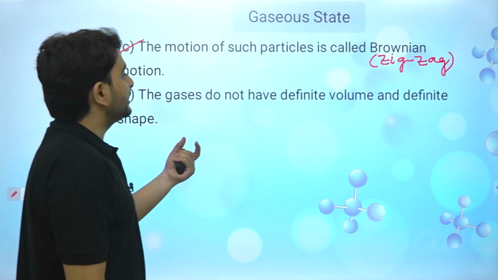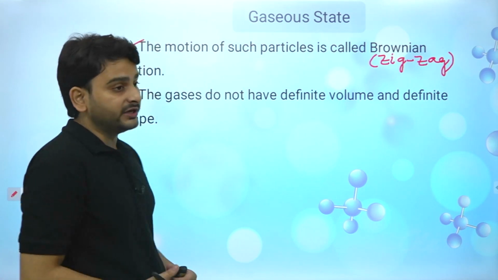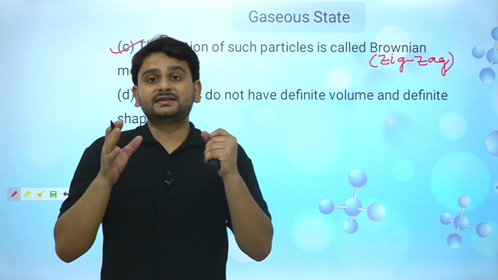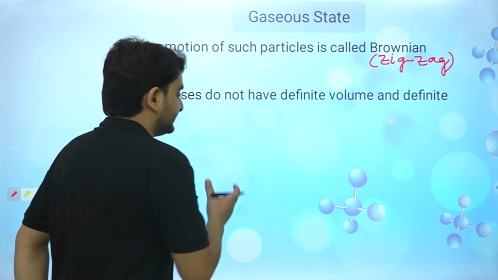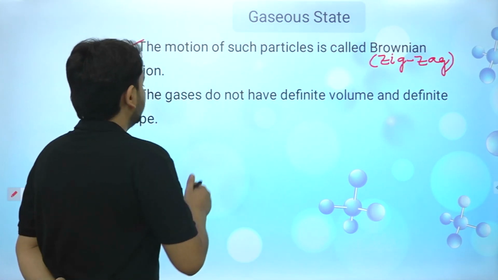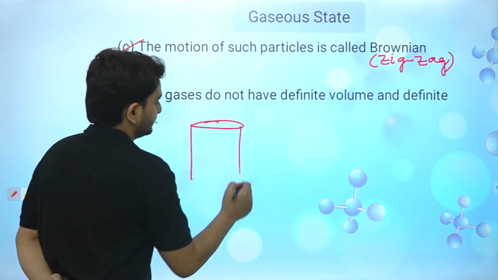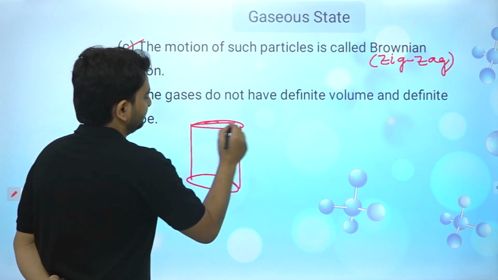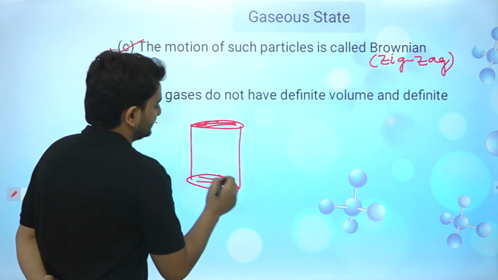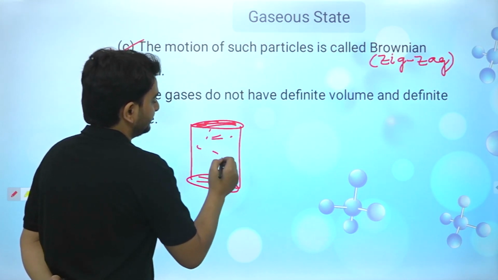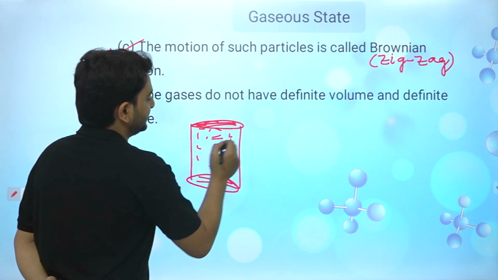The next point, gases do not have definite volume and definite shape. So these gaseous particles, that is atoms or molecules, if you place them in a cylinder, if the cylinder is closed, they will take the form of the cylinder, right? They will fill the cylinder completely.